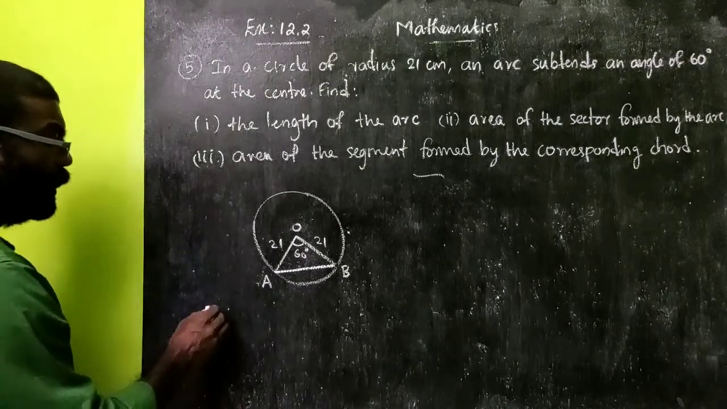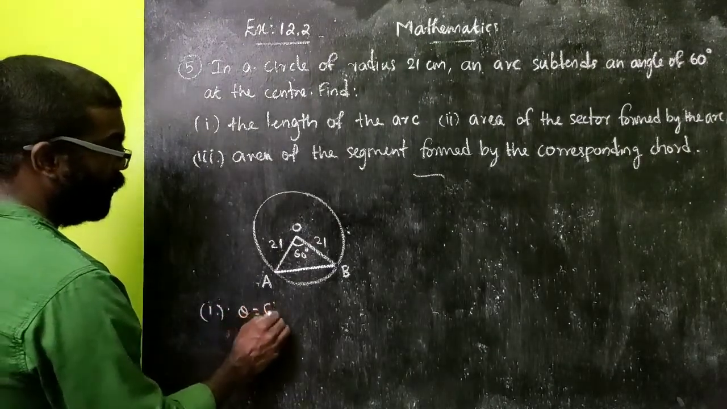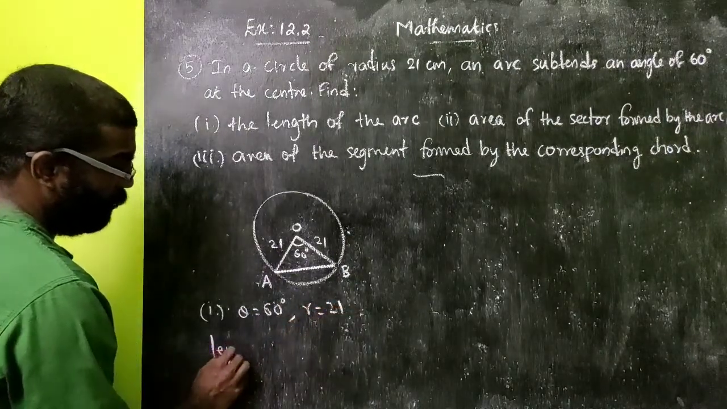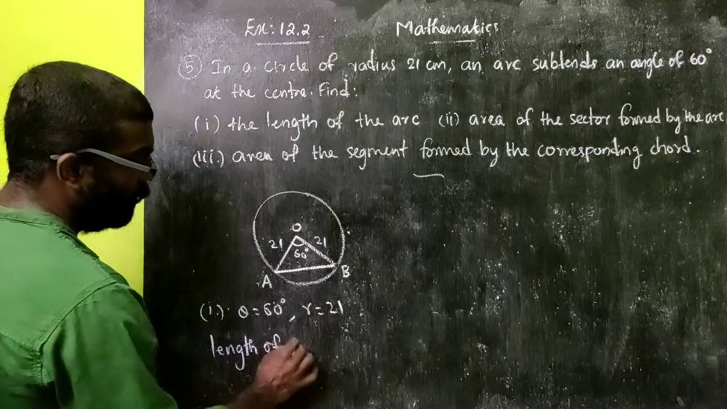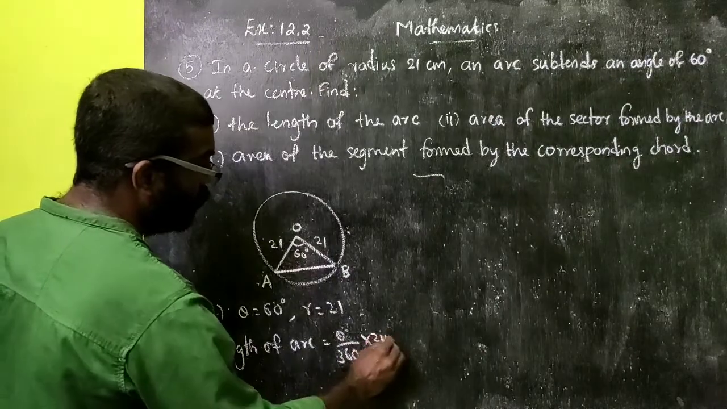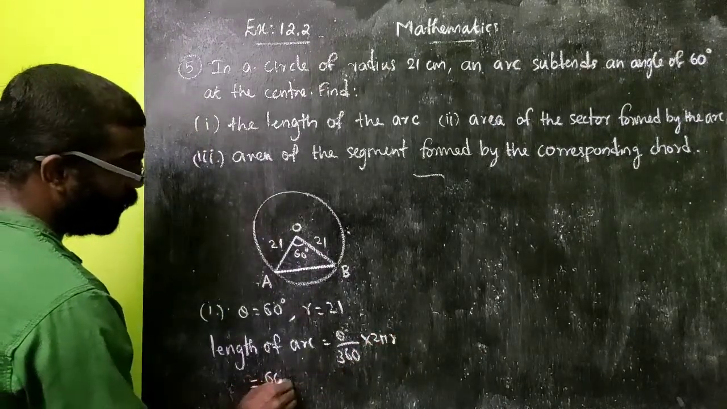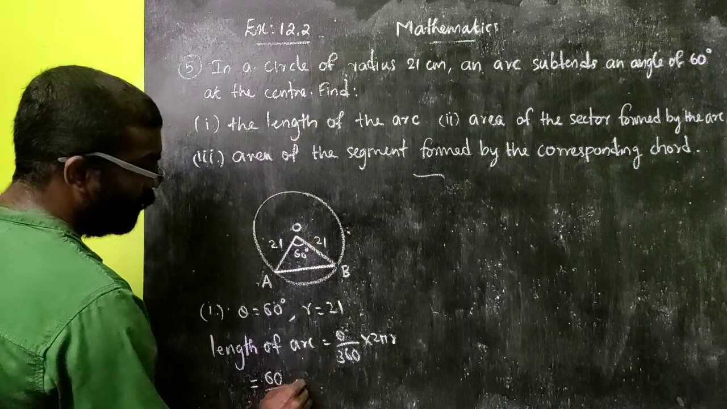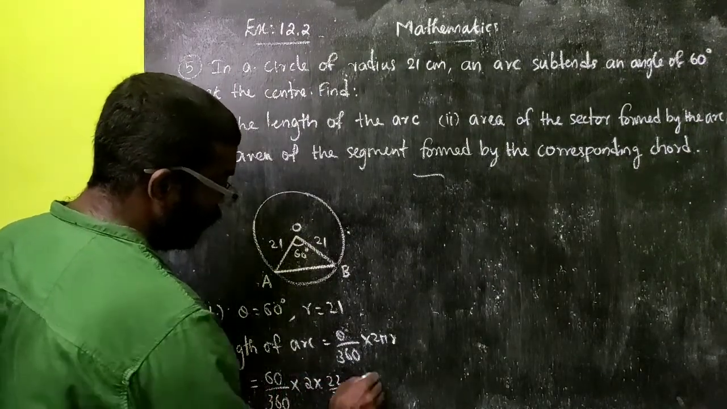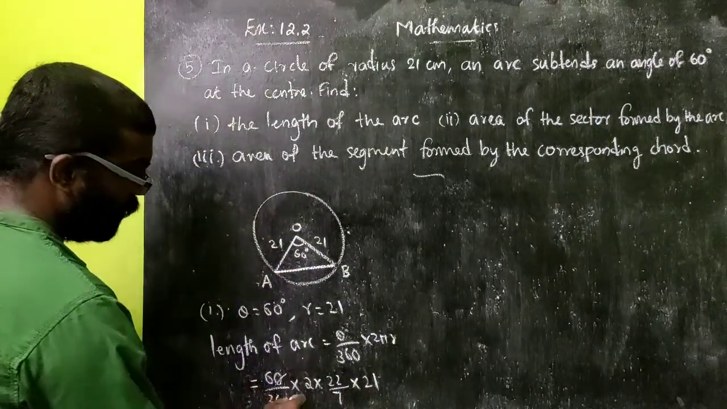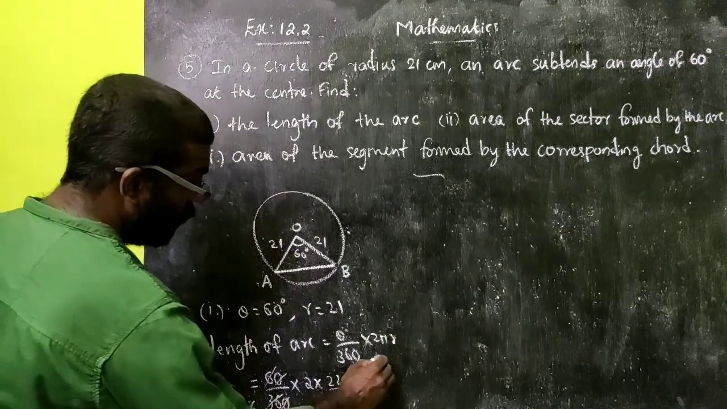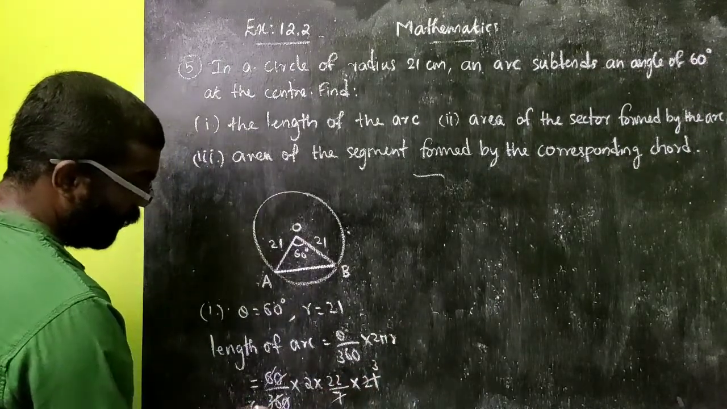We have a direct formula. Here theta is equal to 60 degree. Radius r is equal to 21. So length of arc is equal to theta by 360 into 2 pi r, and which is equal to 60 by 360 into 2 into 22 by 7 into r, 21. 0 0 you can cancel. 6 and 36, 6 times. Then 7 and 21, 3 times. Again 6 we can cancel.